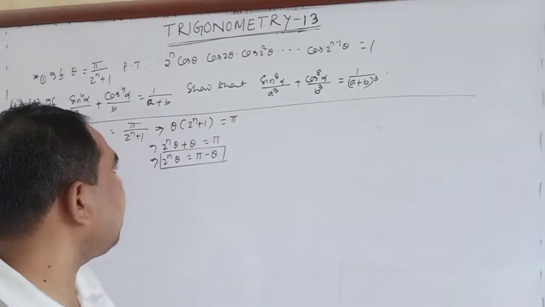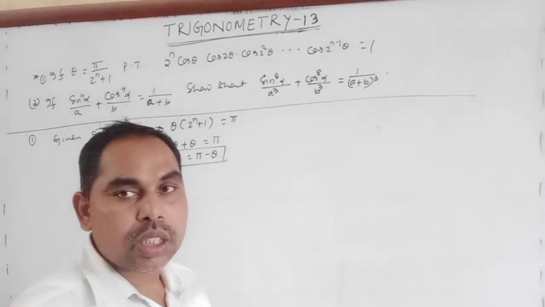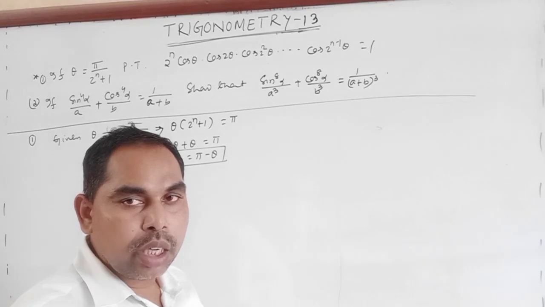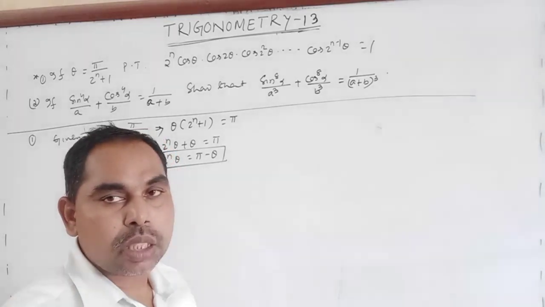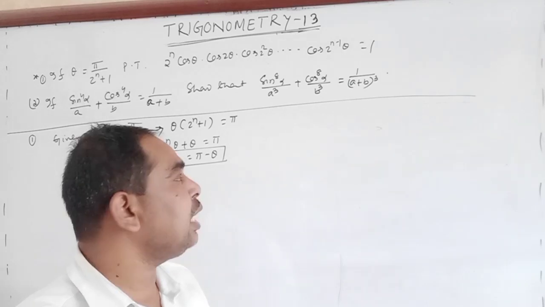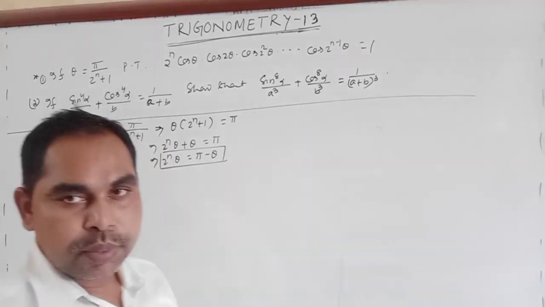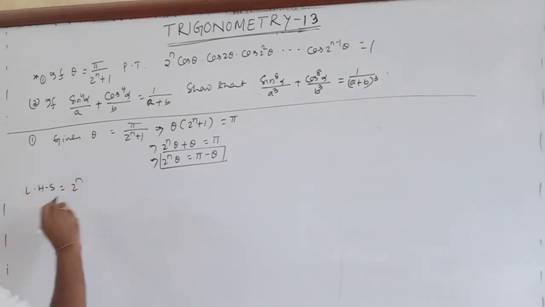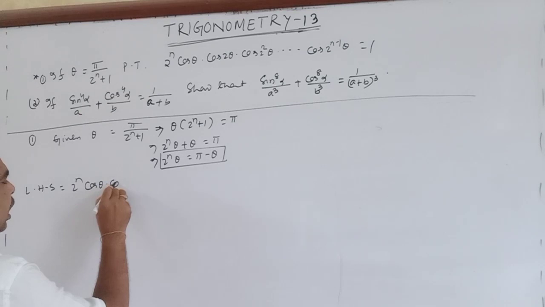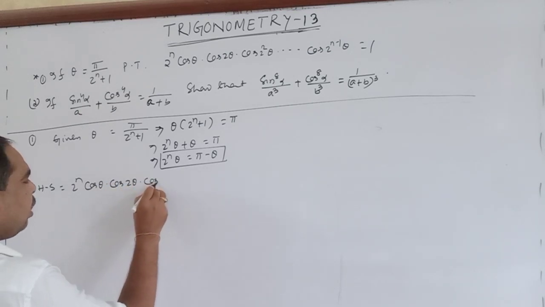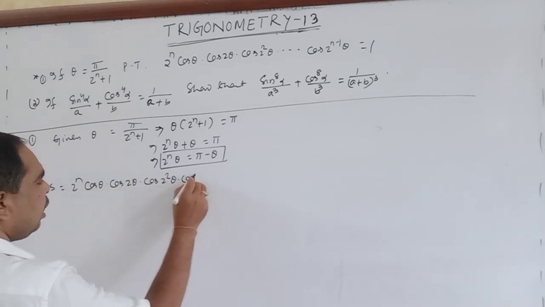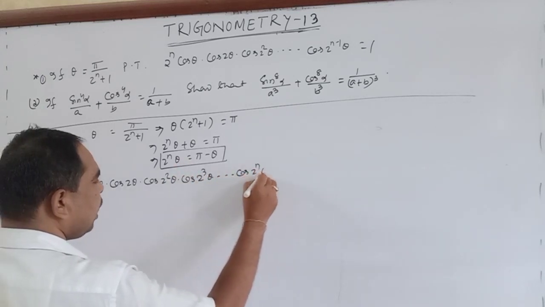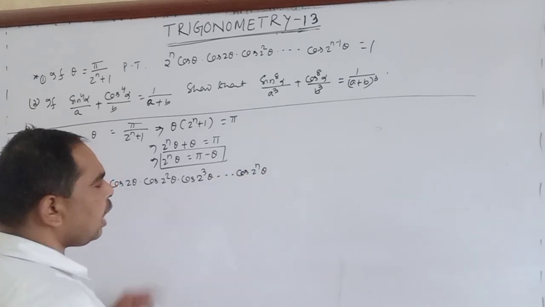Then prove that 2 to power n into cos theta into cos 2 theta into cos 2 square theta, continuing up to n times, that means cos 2 to the n minus 1 theta, is equal to 1. So the LHS part is 2 to power n cos theta into cos 2 theta into cos 2 square theta into cos 2 cube theta dot dot dot cos 2 to power n minus 1 theta.